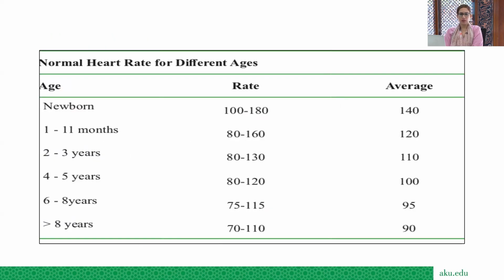These are some of the normal heart rates for different age groups, just like we discussed for respiratory distress. So these are the normal heart rates, on average around 140 for a newborn, 120 for somebody who's less than a year old, and then around 90 for somebody who's 6 to 8 years and over.